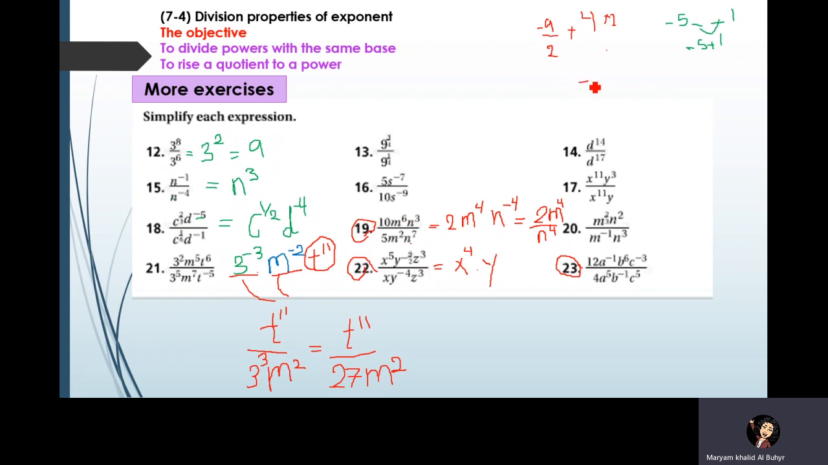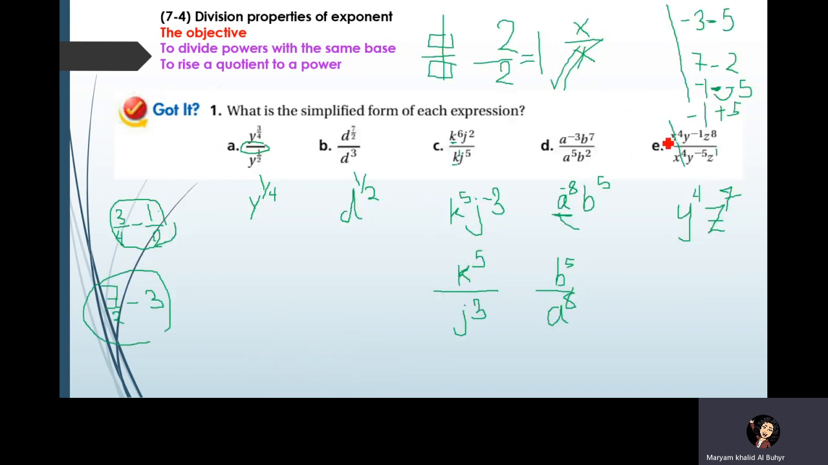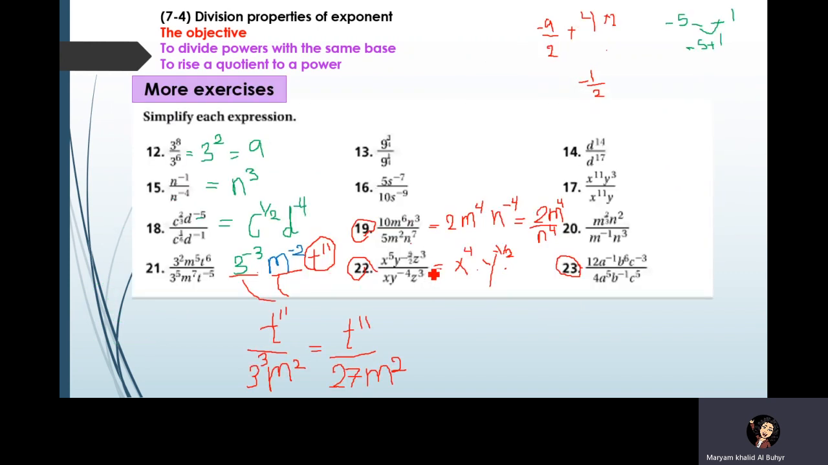So finally, it will be negative 1 over 2, times z to the power 3. z to the power 3, so 3 minus 3 is 0, so z to the power 0 is 1. Or you can depend on the same basics that I told you here, so that I can simplify them immediately. Since this is a negative power, that means you have to move it down. X to the power 4 over y to the power 1/2.